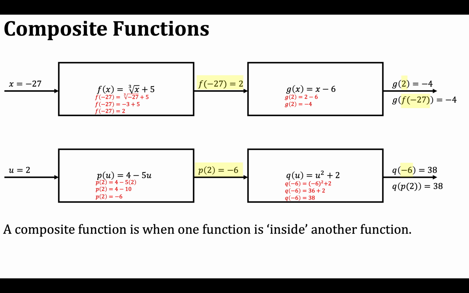And what we can actually say then, given what we've done here with these function machines, is that a composite function is when one function is inside another function. So if we look here, function f actually ended up inside of function g. So the output of function f was the input of function g. And likewise here, the output of function p was the input of function q. So you could say that the function p ended up inside function q.